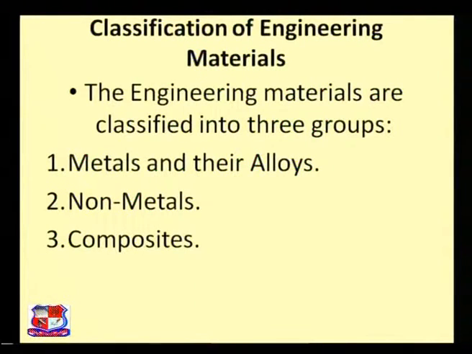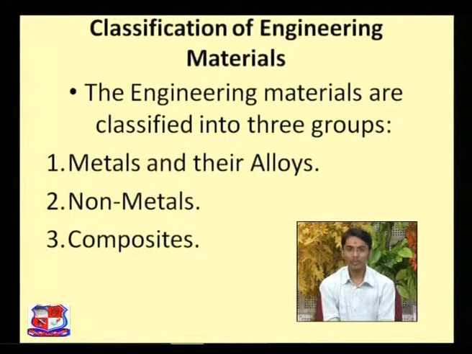Now we are going to categorize different materials. Here we can see the classification of engineering materials. The engineering materials are classified into three groups. The first category is metals and their alloys, the second category is non-metals, and the third category is composites. Generally, any material can be differentiated as a metal, non-metal or composite. Alloys are also there, and the definition and basic phenomena of alloys we will see later on. But here we will just keep in mind that three types of materials are there: metals, non-metals and composites.